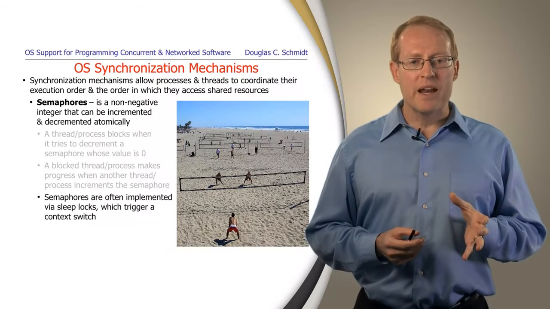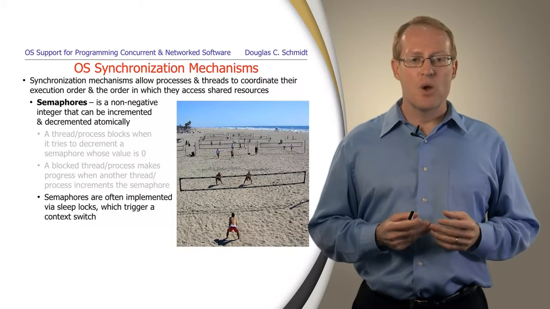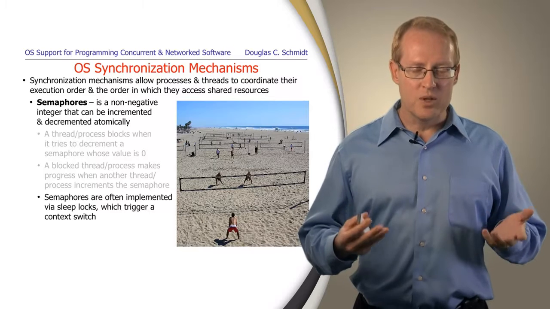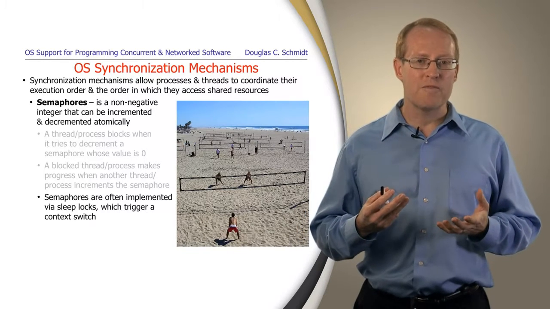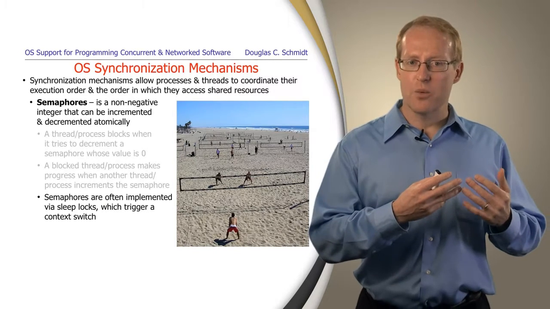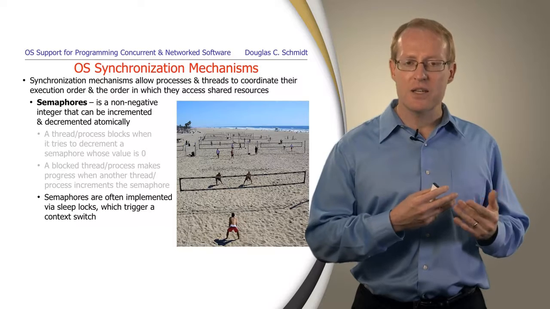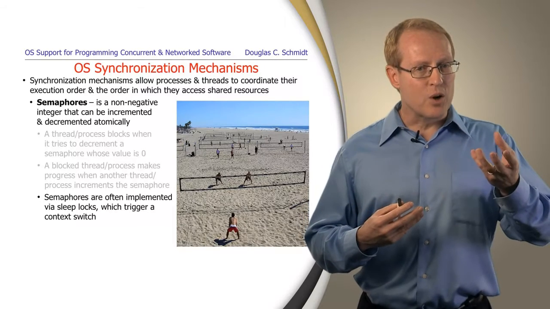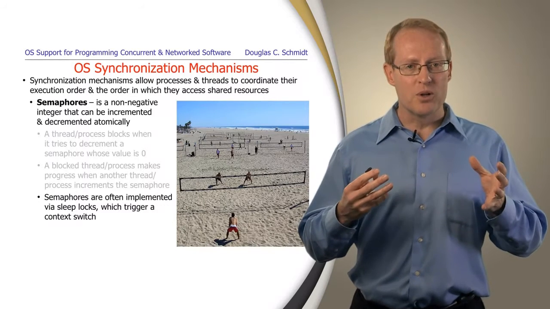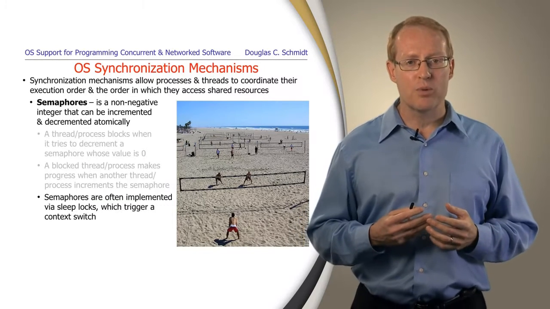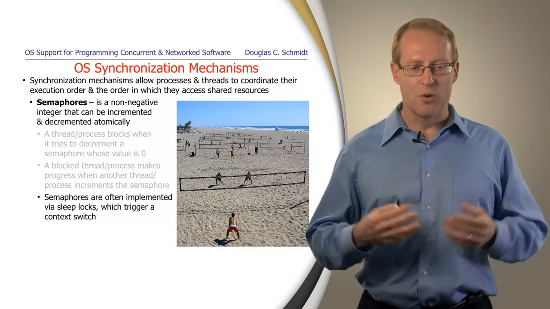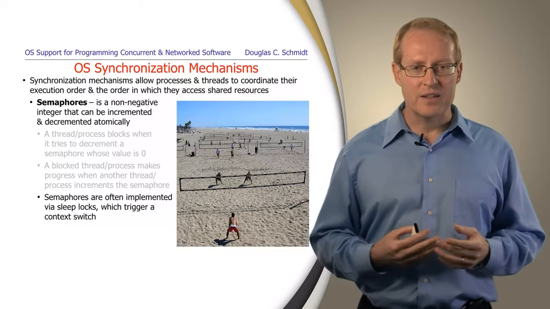Semaphores are often implemented by things called sleep locks, which trigger a context switch, and that makes them a little bit more expensive to use than a mutex. Another thing that's important to remember about semaphores is, unlike mutexes and reader-writer locks that are bracketed, in other words, the thread that acquires them must be the thread to release them, with a semaphore, the thread that acquires the lock doesn't have to be the one to release it. That allows more flexible scheduling of operations between threads, because you can have one thread that acquires the semaphore and then another thread that releases it later, when conditions occur that allow that to happen.